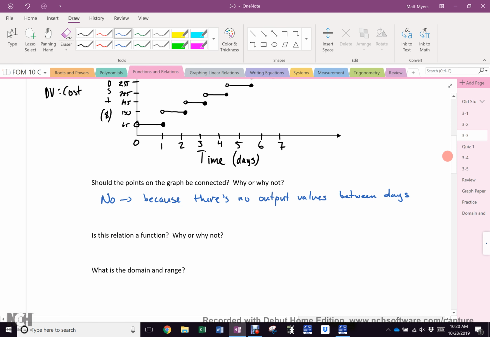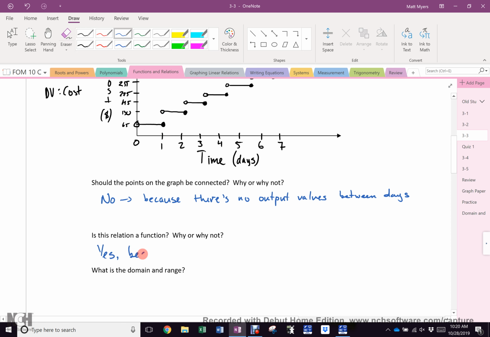Is it a function? Yes or no? It is. Why? Each input has a unique output. Yes? Some people say, yeah, but what about right there? There's a vertical line. Hits it twice. Does it really? No, because that's an open dot. Does that dot really exist? No. So yes, it's a function.